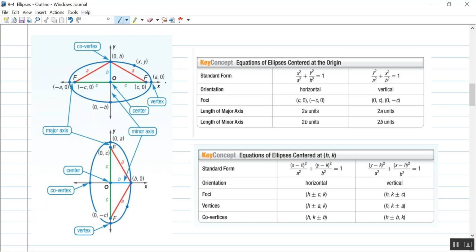Remember, the longer line is the major axis, the shorter line is the minor axis. Vertices are on the ends of the major axis. Covertices are on the ends of the minor axis, and the center, of course, is in the center. And actually you can see from this diagram that these two points labeled F are the foci, and you can see that those are c units from the center.